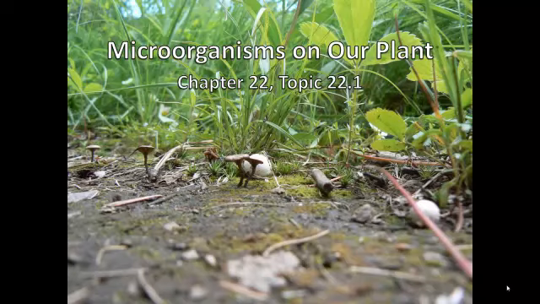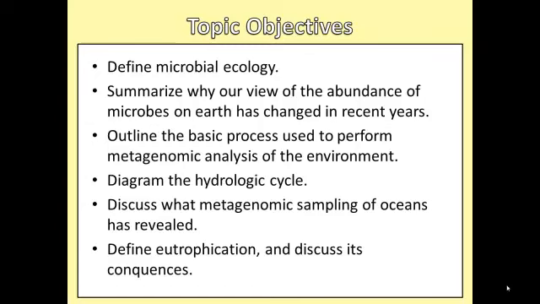Chapter 22, Topic 22.1, Microorganisms on our Planet. The topic objectives for this topic are: be able to define microbial ecology, summarize why our view of the abundance of microbes on Earth has changed in recent years, outline the basic process used to perform metagenomic analysis of the environment, diagram the hydrologic cycle, discuss what metagenomic sampling of oceans has revealed, and define eutrophication and discuss its consequences.